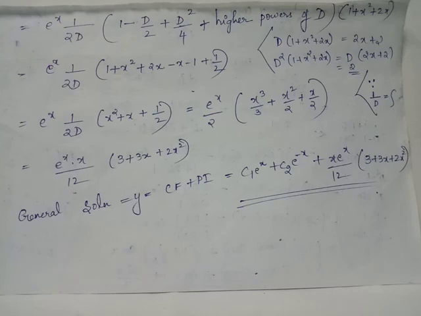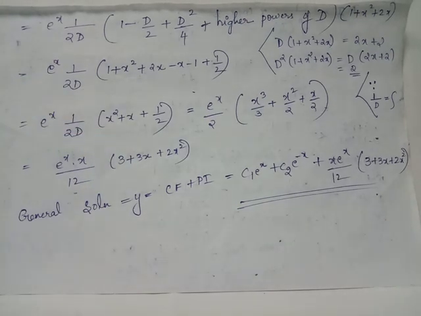Now we have 1 by D, which acts as the integral operator. Integration of this expression will be carried out with respect to x. Thus we obtain PI equals e raised to x multiplied by x by 12 multiplied by 3 plus 3x plus 2x square. And the general solution will be the sum of PI and CF.